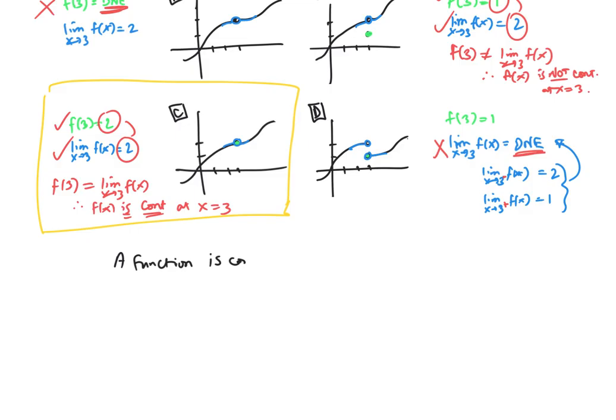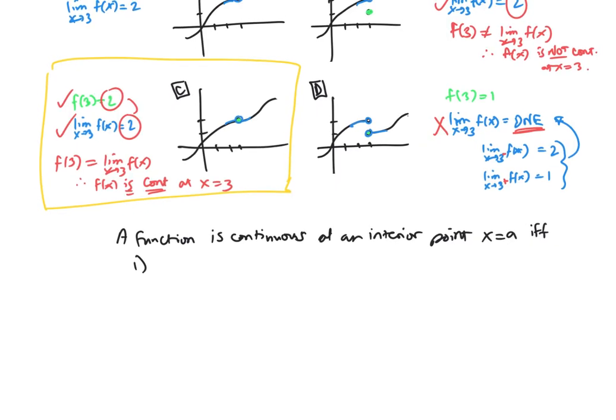A function is continuous at an interior point x equals a if and only if the following three things hold true. I'll go in the same order. There's really no specific order to 1 and 2. They can be reversed, but just to be consistent. Feel free to annotate your notes.